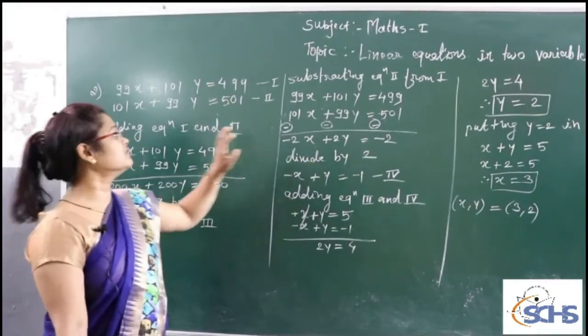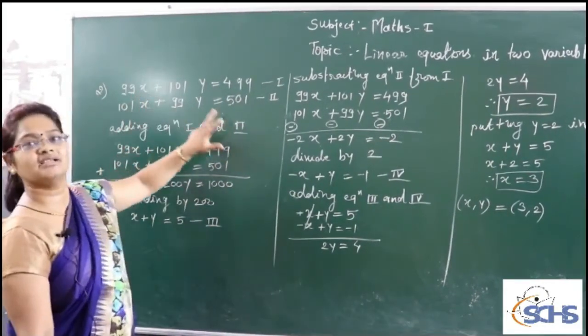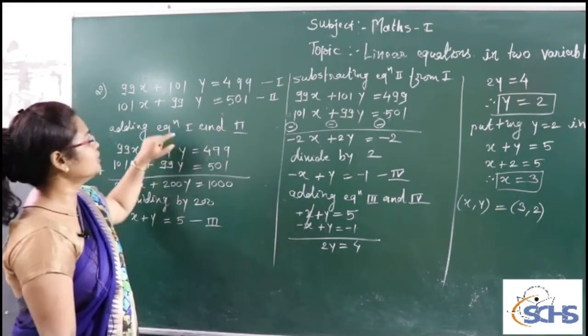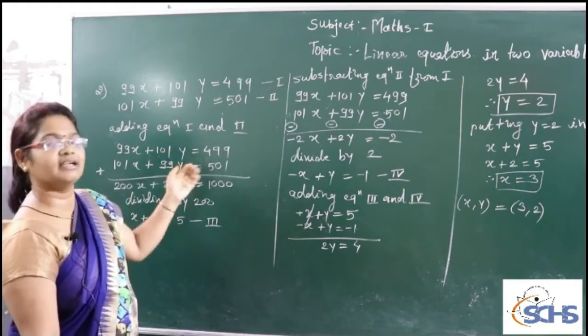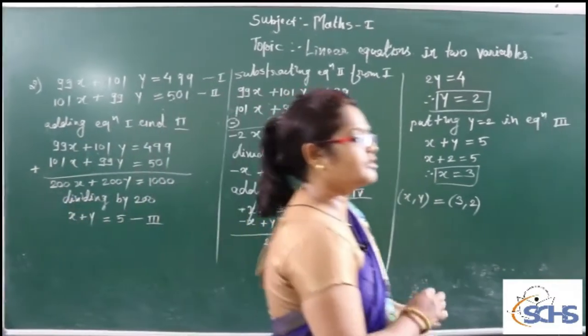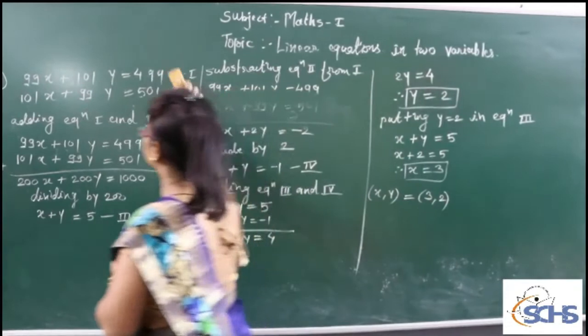This thing you have to remember, that whenever the coefficients of x and y are interchanged in the equations, in that case you have to do addition first and then subtraction, and you will get two other different equations and solve them by the elimination method.